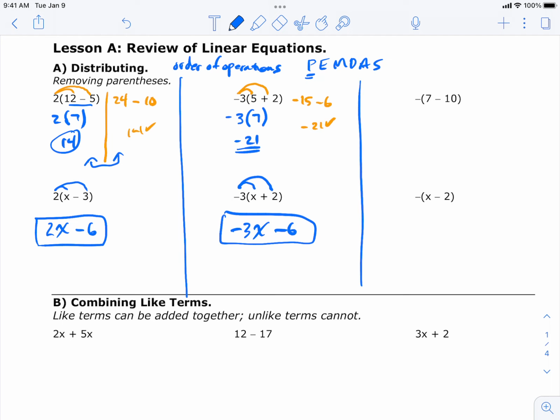Hope you're digging on this distributing thing. Now, this one, let's do this because I can. 7 minus 10 is a negative 3, right? So I got a negative 3 in there. I've got a negative out front, and then I've got a negative 3 in my parentheses.